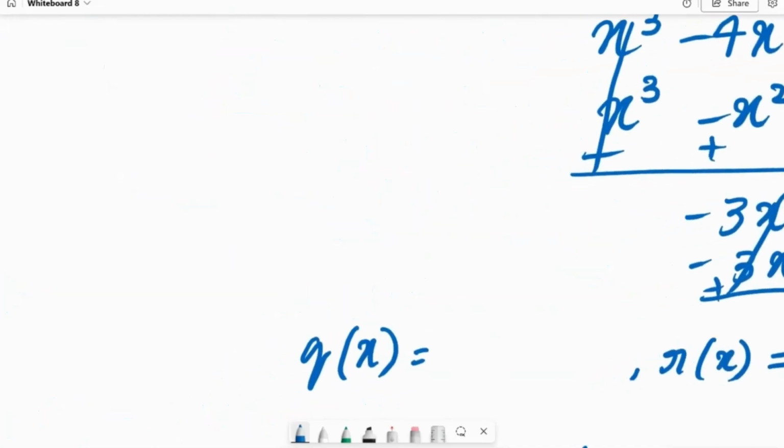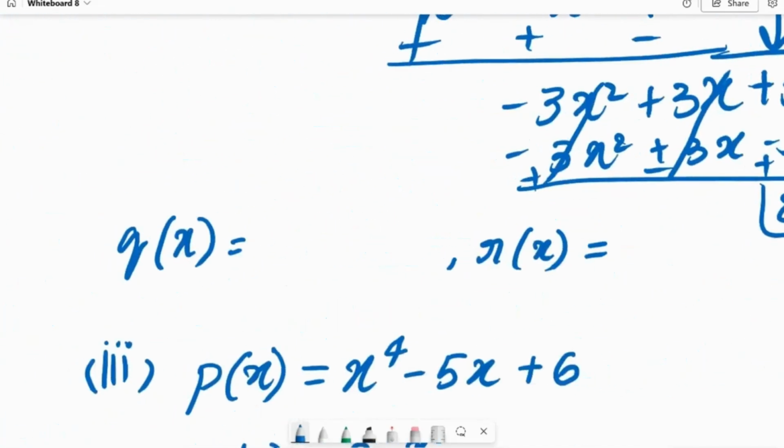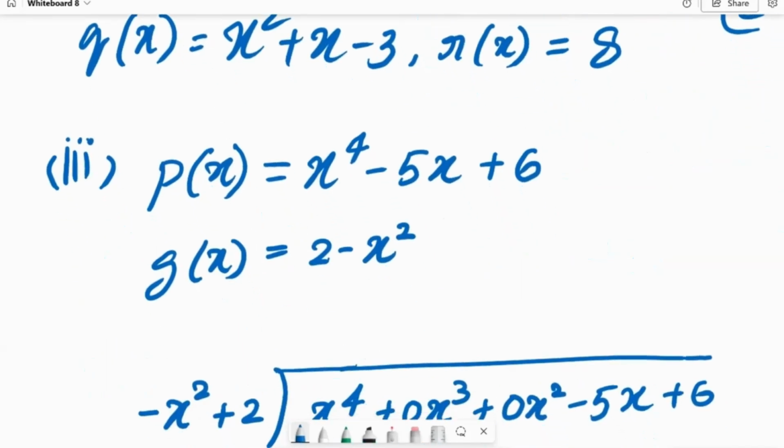So q of x, what we get here? Q of x equal to x square plus x minus 3. And remainder we got is 8. So let's see the last one.